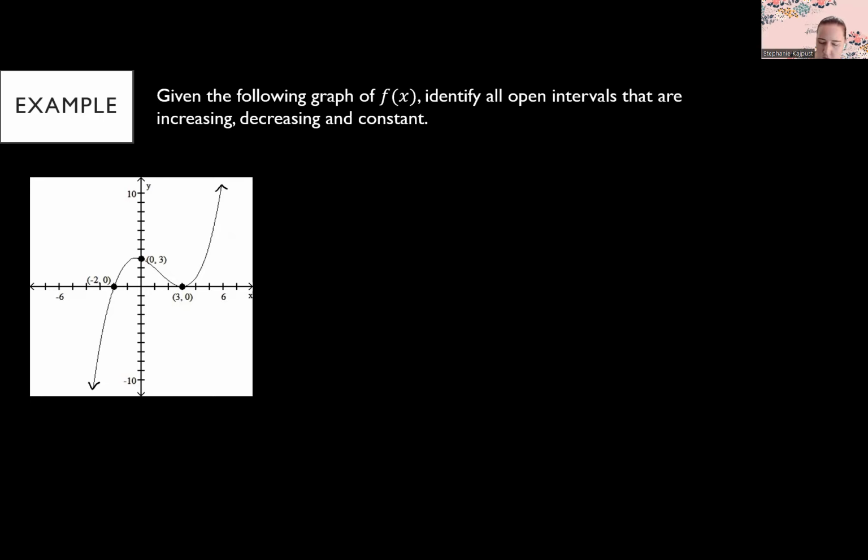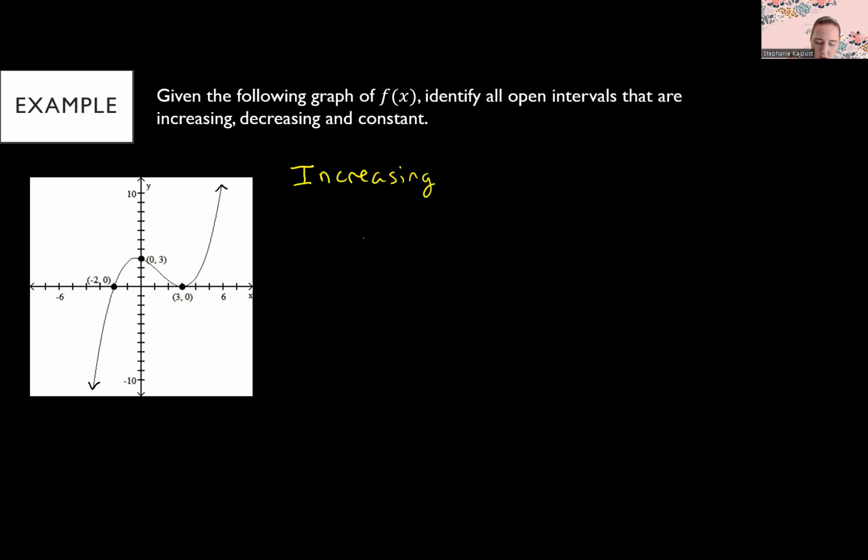So we will start with increasing. And notice that the directions here are slightly different. It says, given the following graph of f of x, identify all open intervals. So they're telling you you're not going to be using any brackets. All open intervals that are increasing, decreasing, and constant. So same sort of thing, just worded slightly different.